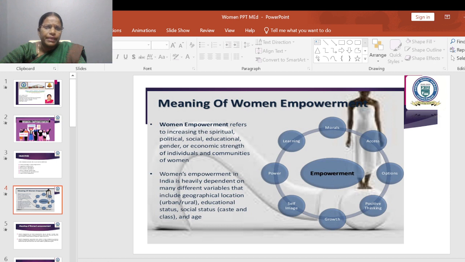Meaning of women empowerment. Women empowerment refers to increasing the spiritual, political, social, educational, gender, or economic strength of individuals and communities of women. Women's empowerment in India is heavily dependent on many different variables that include geographical location, education, status, social status, and age.